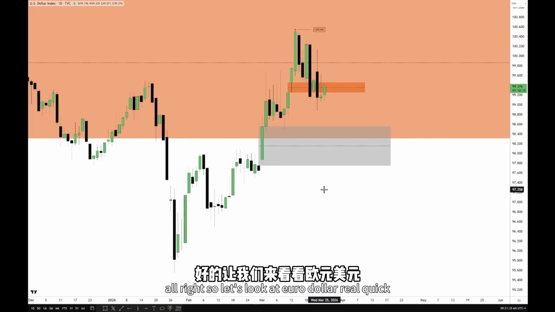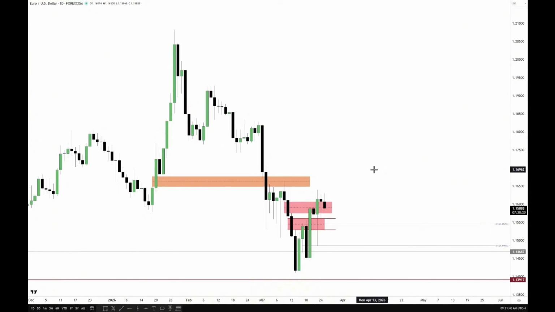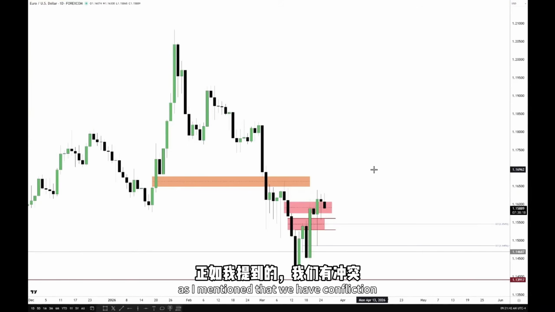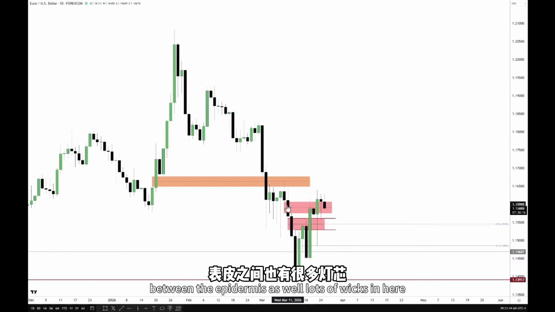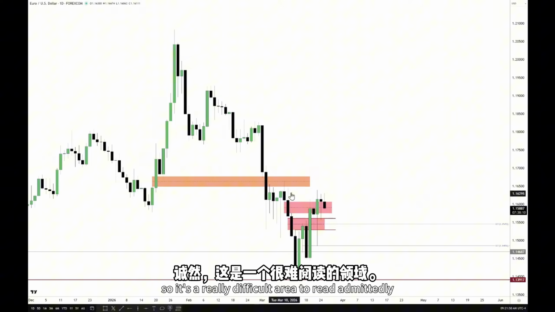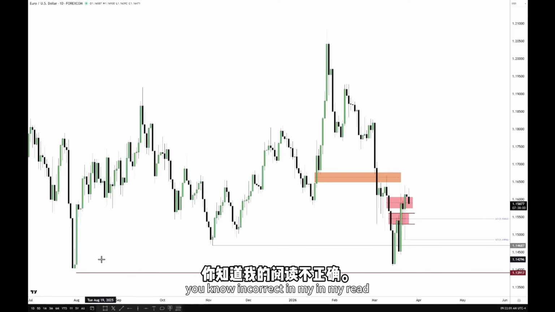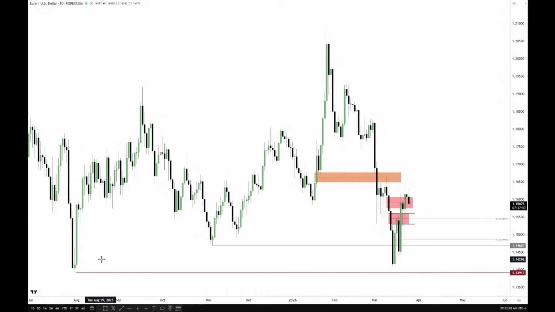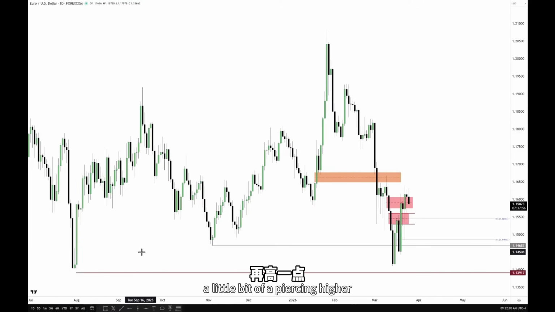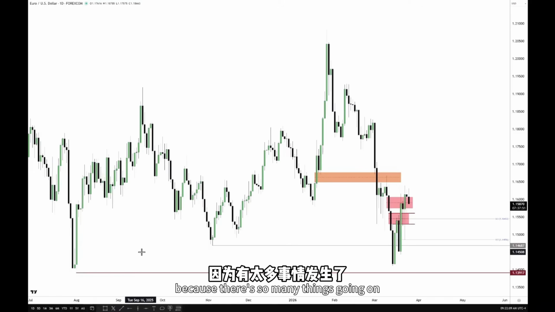All right, so let's look at euro dollar real quick. It's a bit of a mess here, as I mentioned. We have confliction between PD arrays as well. Lots of wicks in here, so it's a really difficult area to read, admittedly. And the remaining sell side under here, until I'm shown incorrect in my read, intermediate term, I'm still looking for them to take that and a little bit of a piercing higher on the dollar index. Now, obviously, I could be wrong because there are so many things going on.